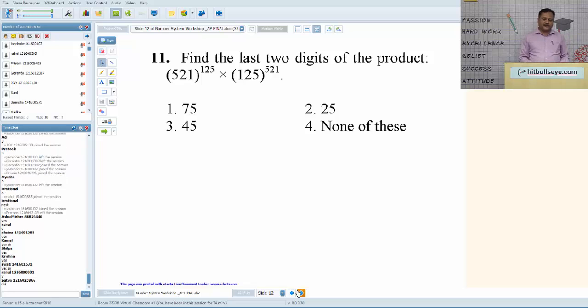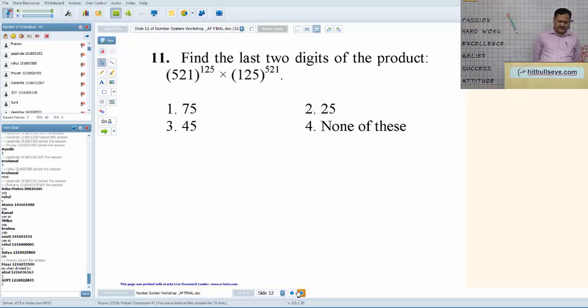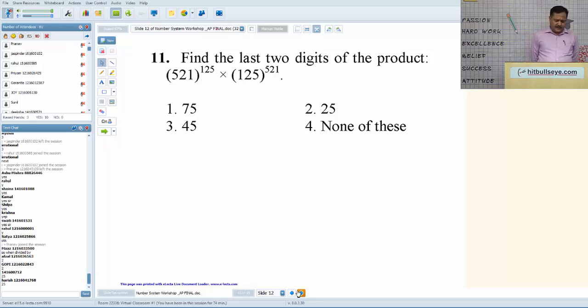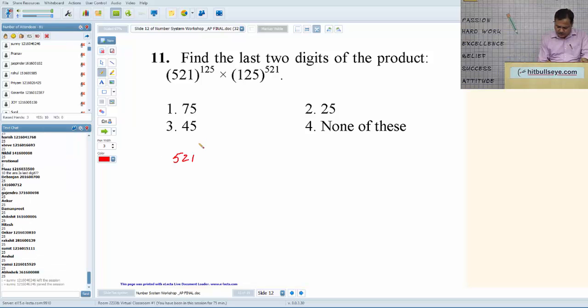Find the last 2 digits of the product of 521 raised to power 125 into 125 raised to power 521. So the options are 75, 25, 45 or none of these. Let us start this question. 521 raised to power 125.